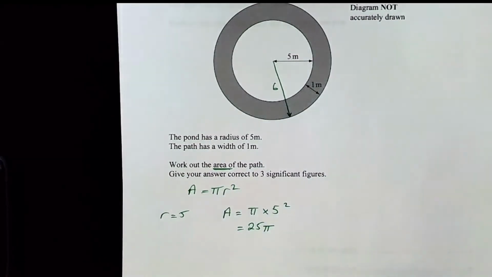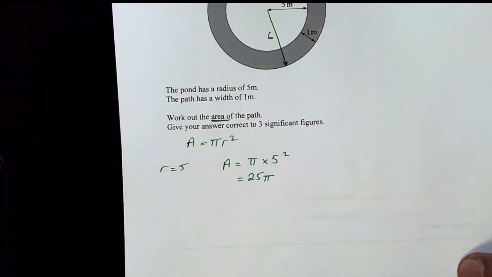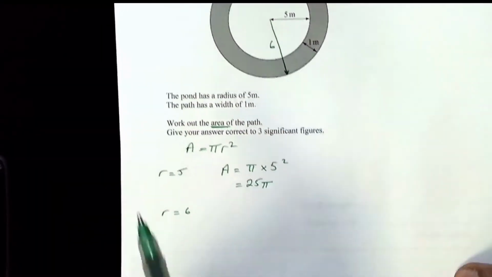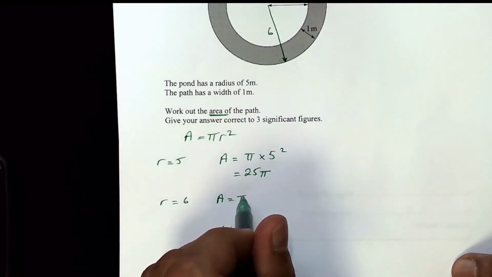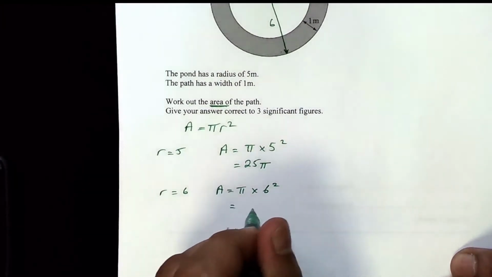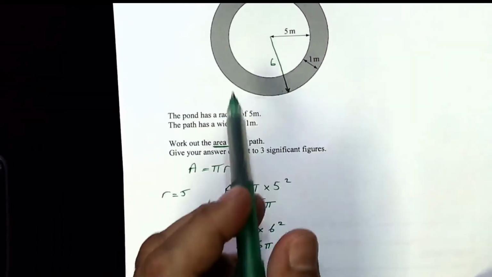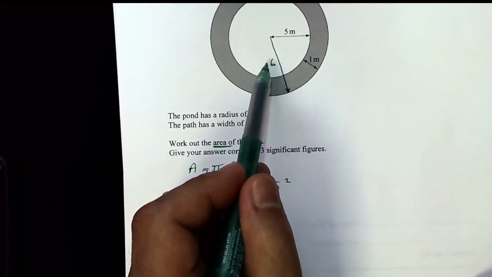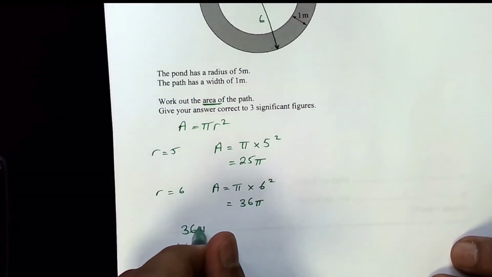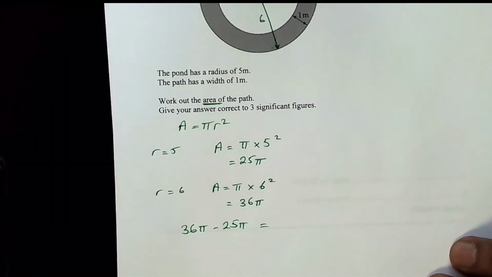I'm going to leave it in terms of pi until I work out the last section when I work out the final answer. And then for the second circle, r is equal to 6, which is the bigger circle. So again, area is equal to pi times r squared, pi times 6 squared. That gives me 36 pi. And now working out the area of the path, well, it'll be the bigger circle minus the smaller circle, and that gives me 36 pi take away 25 pi, which is equal to 11 pi.